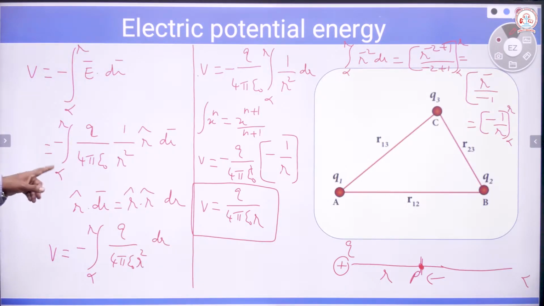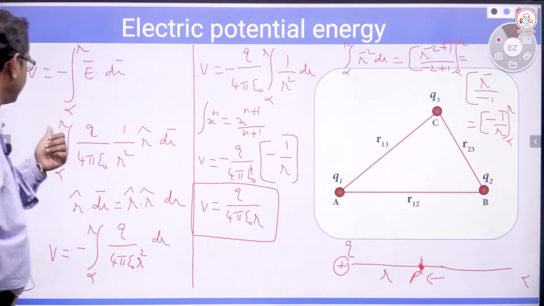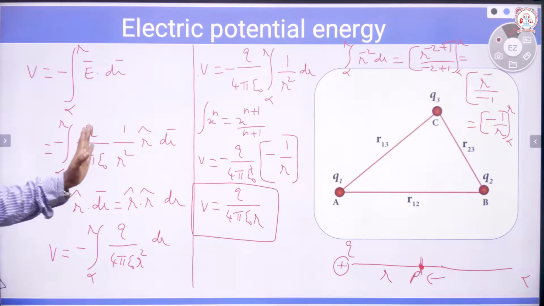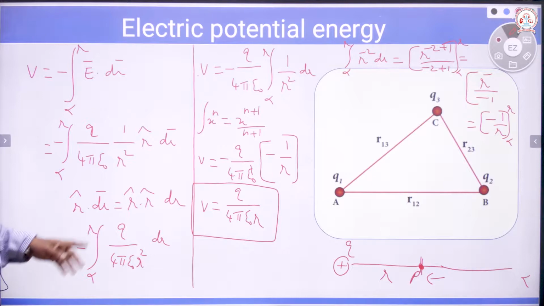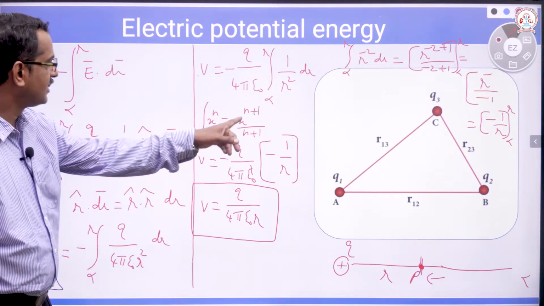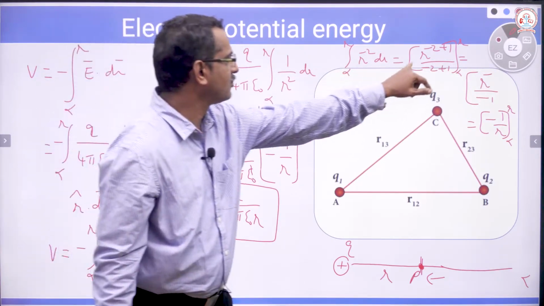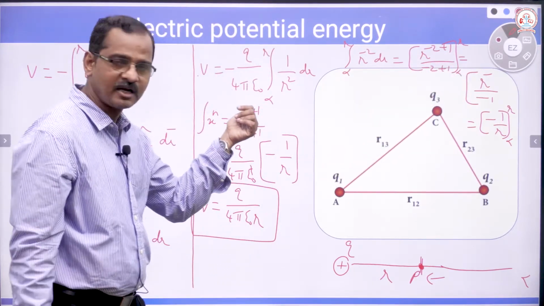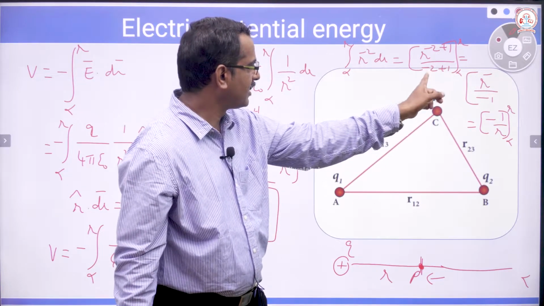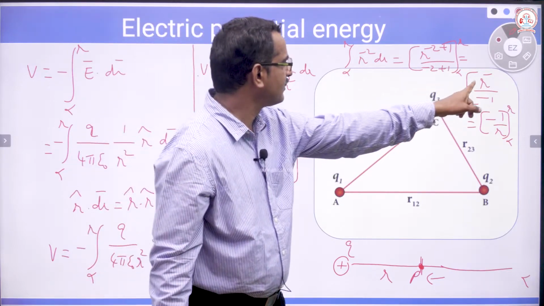Integral from infinity to r, because we are moving the charge from infinity to the point P, which is at a distance r. Q by 4 pi epsilon naught, 1 by r square. Q by 4 pi epsilon naught can be taken out because it is a constant value. Integral of x power n is x power n plus 1 by n plus 1. Then integral of 1 by r square, just take it as r power minus 2, then you get r power minus 2 plus 1 by minus 2 plus 1, limits infinity to r.